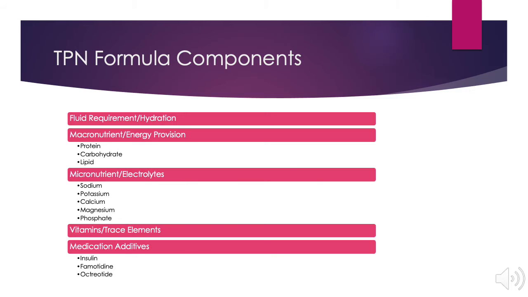TPN is a complex order as it can contain up to 40 ingredients depending on the formula. In this slide, you can see listed some of these, including macronutrients for energy provision, protein in the form of amino acids, carbohydrate in the form of dextrose, and lipid emulsion, the different electrolytes to add, including sodium, potassium, calcium, magnesium, and phosphate, vitamin and trace elements, and finally medication additives such as insulin, famotidine, and octreotide.